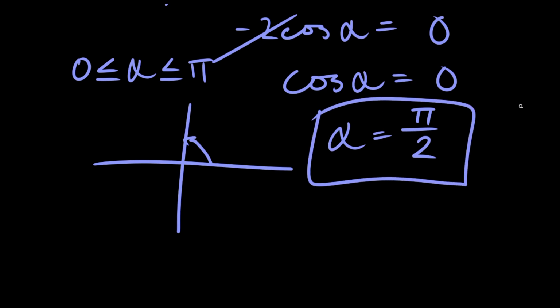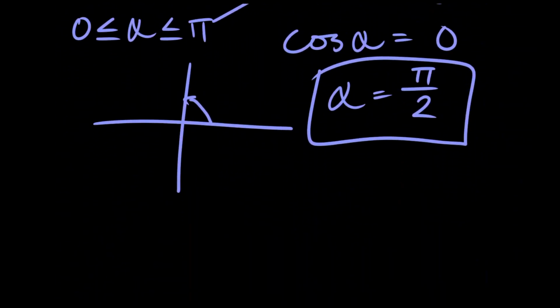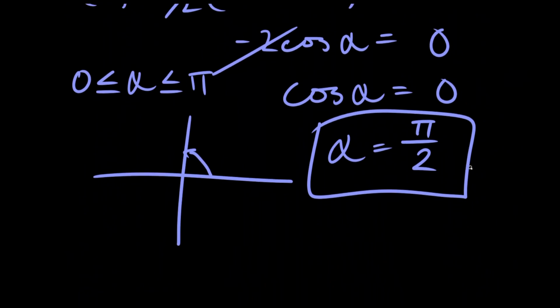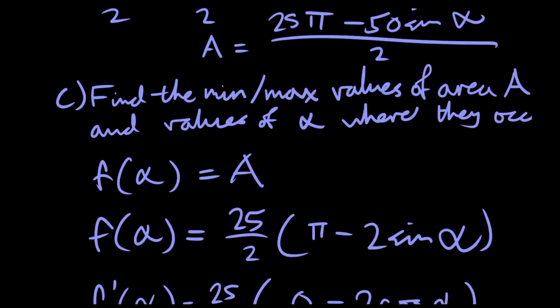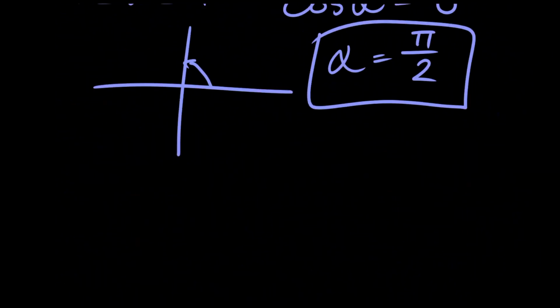But wait, that doesn't make sense because it's asking us to find the values for the minimum and the maximum, but we only got one value and we don't know which value this is. So something we're missing is we have to check the endpoints. So I actually missed this on my test. I missed one of these solutions.